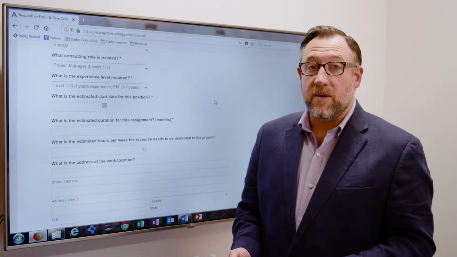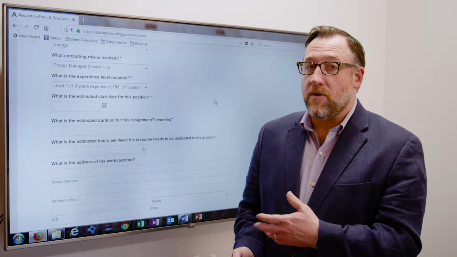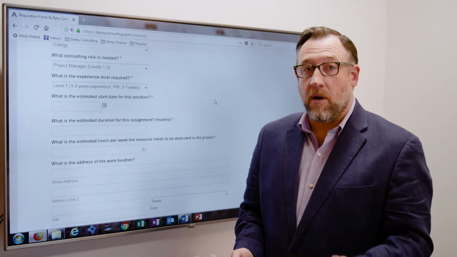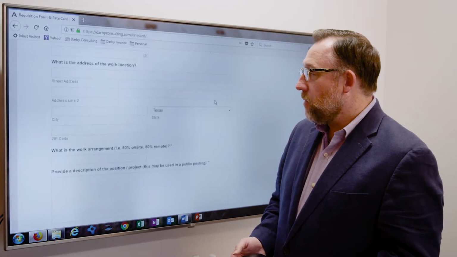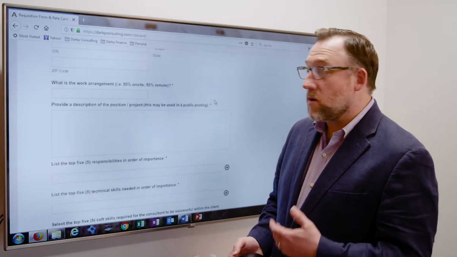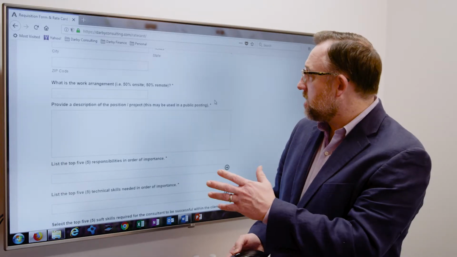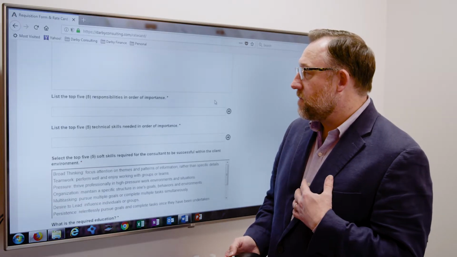Estimated hours per week. That's very important, so that if you're looking at a vendor or an internal resource, you want to make sure you're clear about how often they need to be working on the project. What's the FTE? Where is the project going to be located? What's the work arrangement? Is it on site? Is it remote?